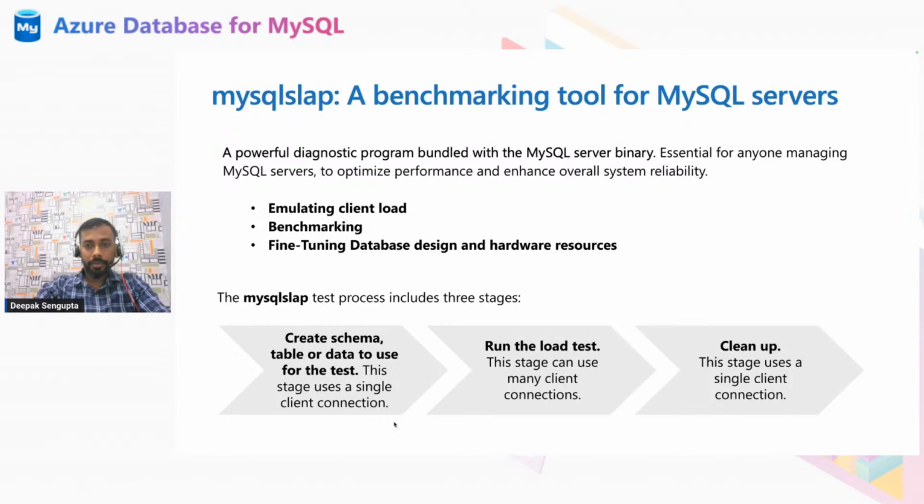Primarily, it's a command line utility which has three stages in it. We execute the mysqlslap utility using the command line, which runs in three different stages. Once we call the mysqlslap utility, firstly, it creates a database, a schema, a table, and it inserts data into it. This particular process is completely dependent on the parameters that we are passing as part of the mysqlslap command.